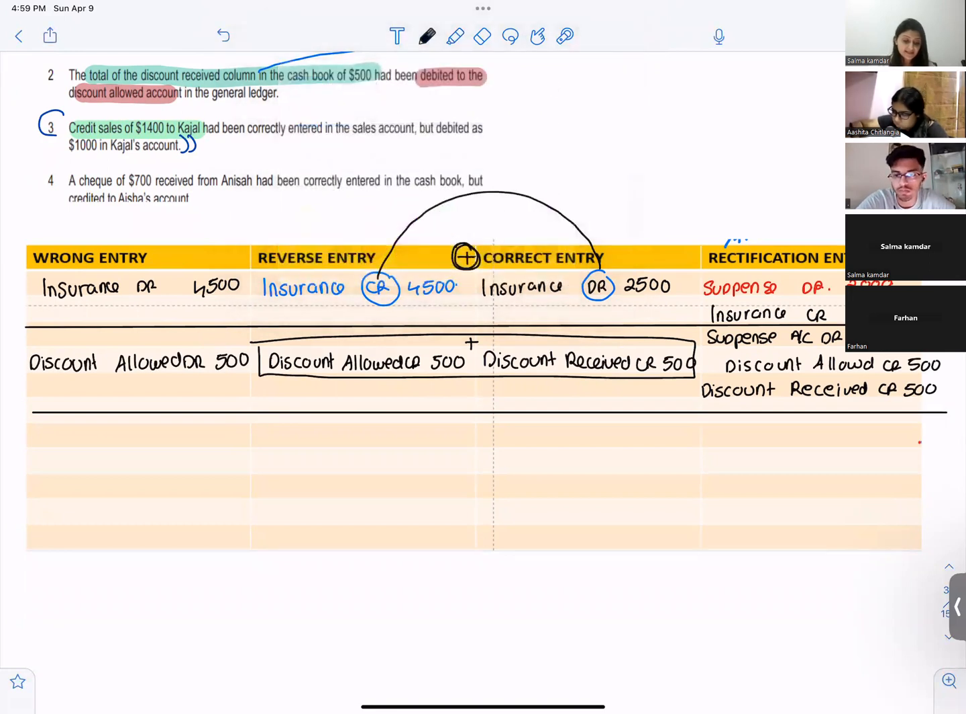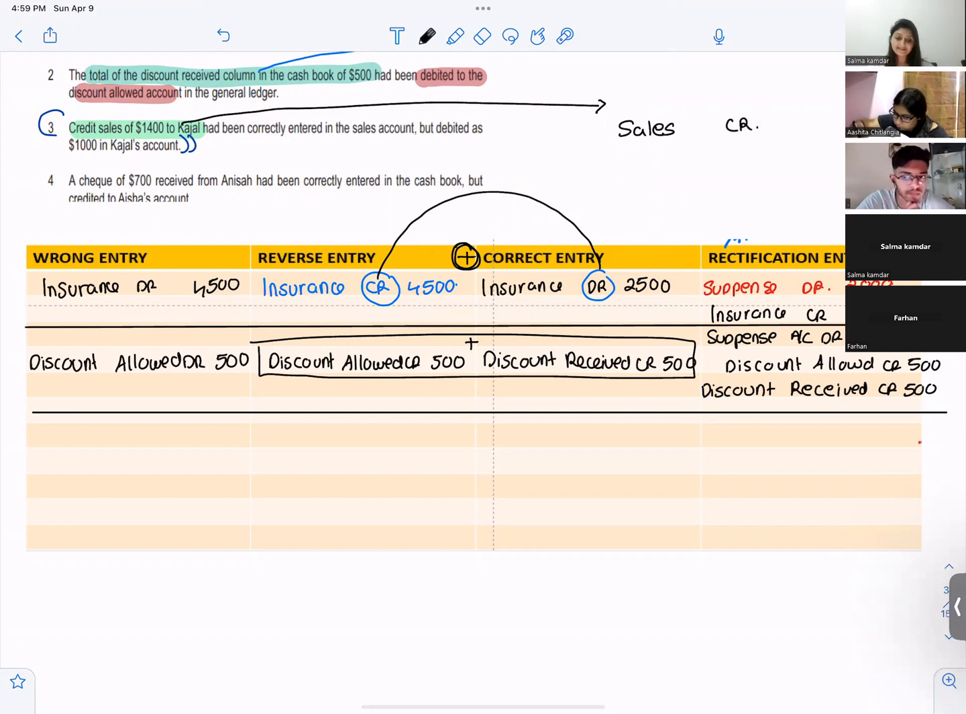Now this is credit sales of 1,400 to Kajal. Can you tell me what is the correct entry for credit sales? Sales credit, Kajal debit. Sales is an income. Sales credit, and that's credit sales. So Kajal debit. You will write the entries for credit sales, Farhan. Yes, miss.